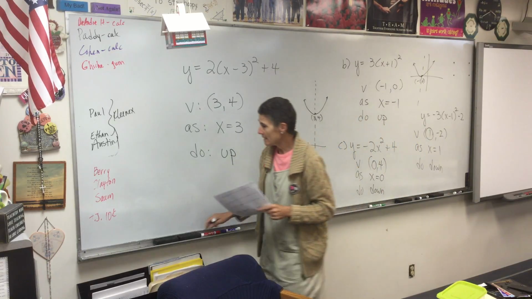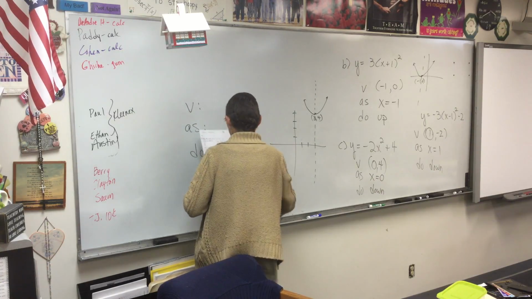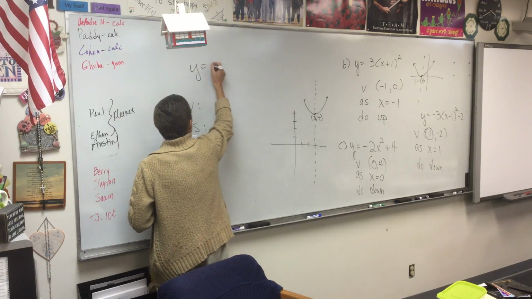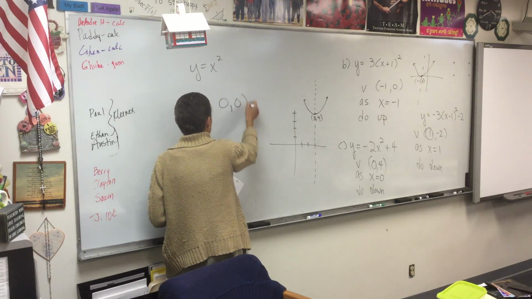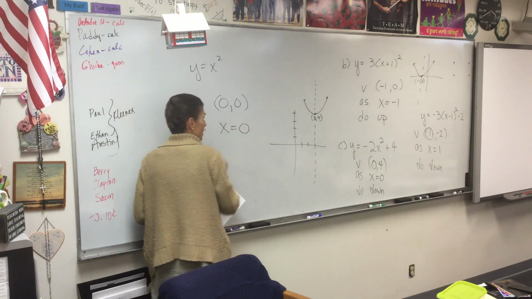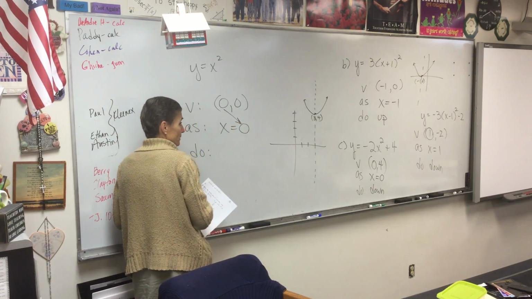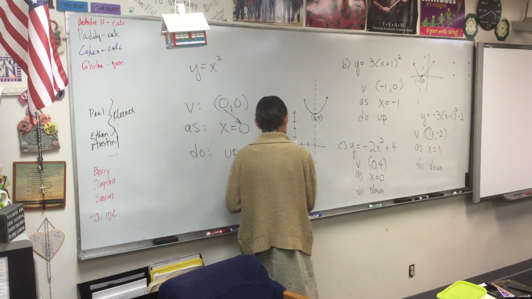Uh-oh, on E, it looks tricky because it's so simple. This is your BFF. Where's the vertex? 0, 0. You haven't moved it. So what's your axis of symmetry? X equals 0. And your direction of opening? There we go. That's easy.